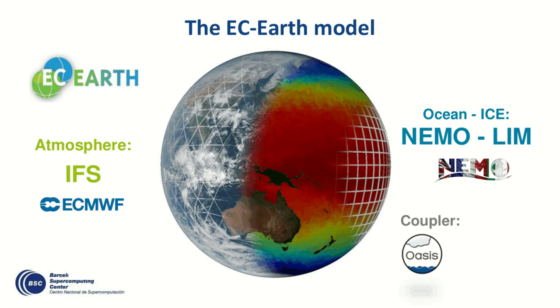So we have the atmosphere, we have the ocean, but we need to communicate both components in order to run them together. And that's why we need a coupler. In this case, the coupler is OASIS. The coupler is in charge of interchanging the fields between both components, taking care of the remapping between the two grids, because as you can see in the image, we have different grids and even different resolutions. So the coupler has to deal with this mapping and also with the necessary interpolations to transform fields from one grid to the other.